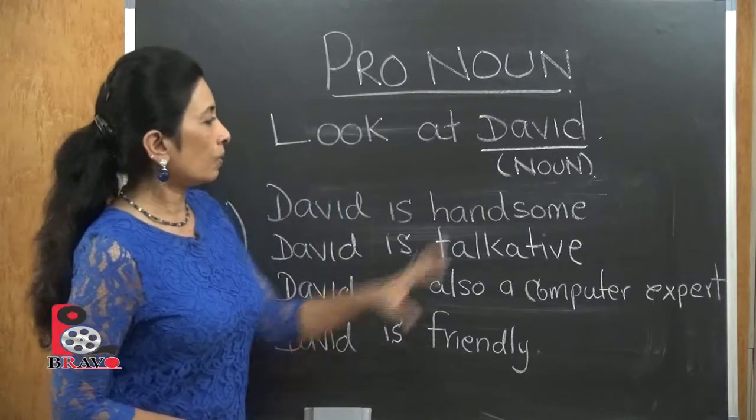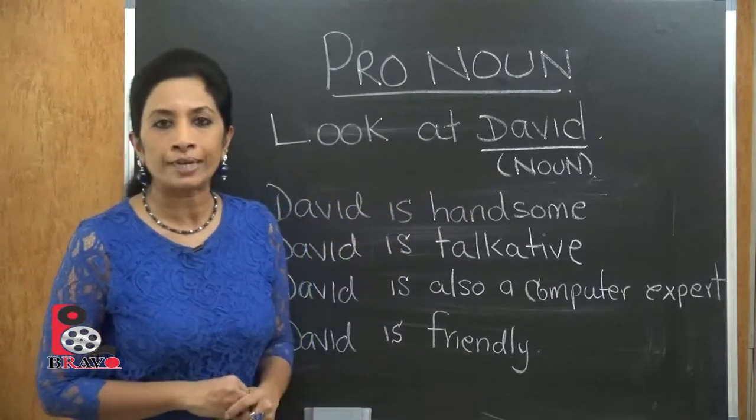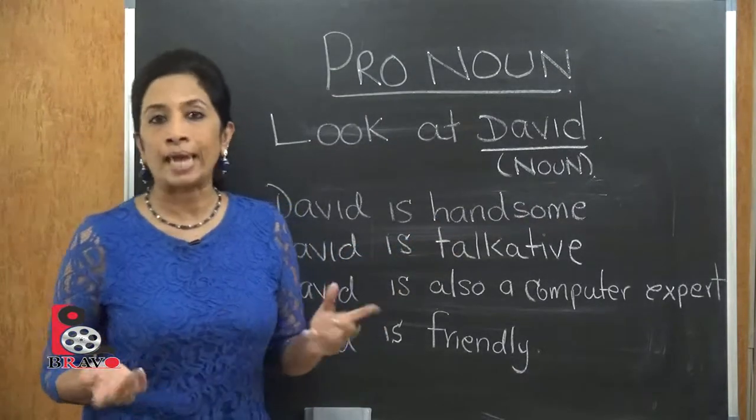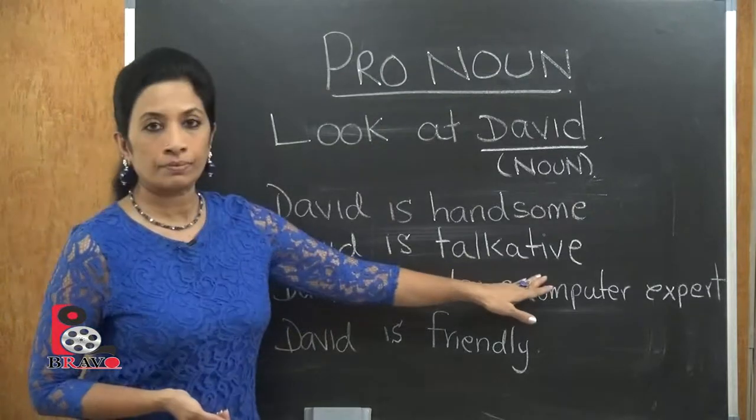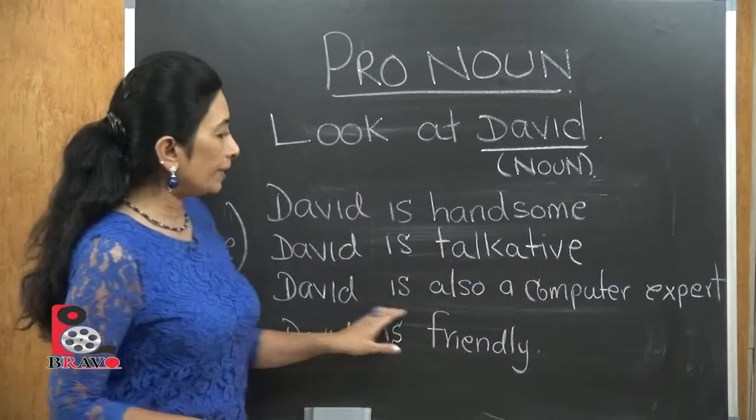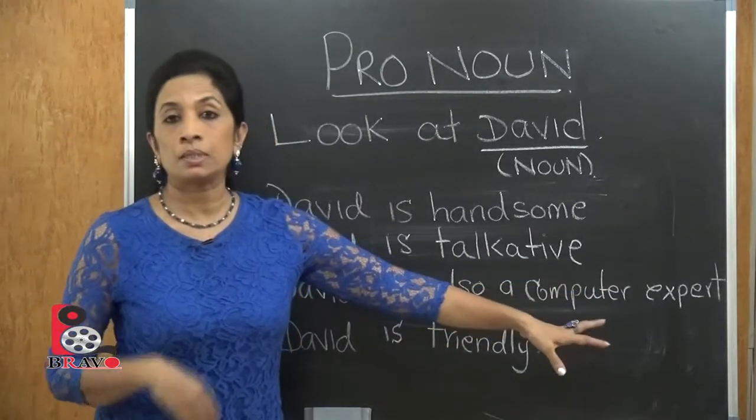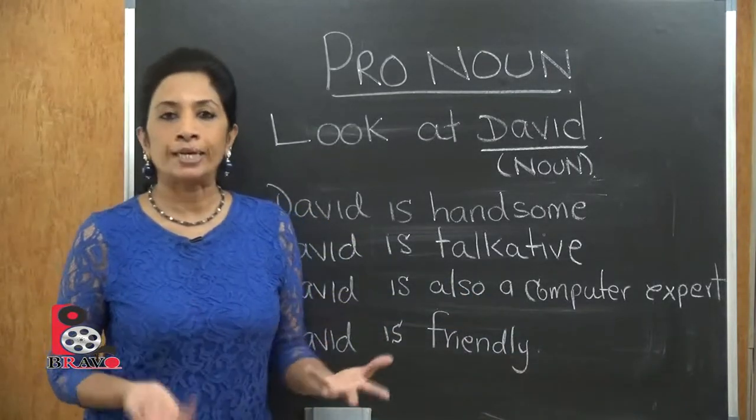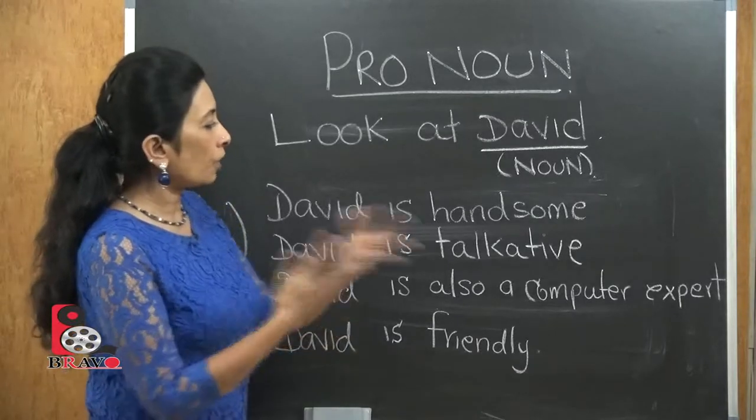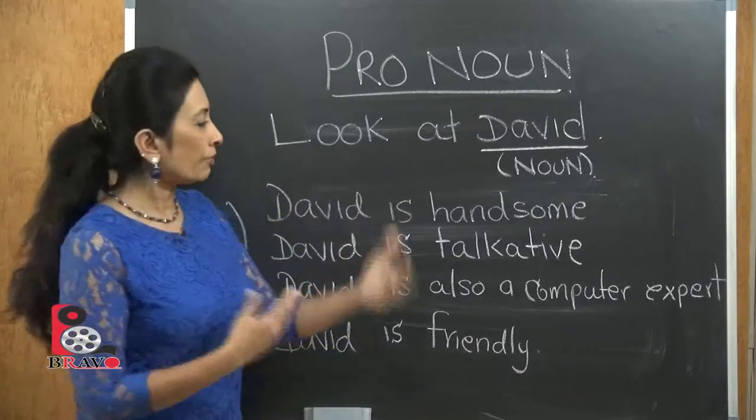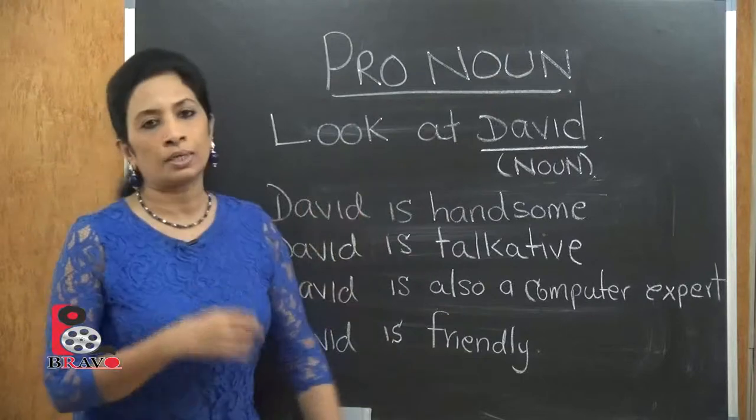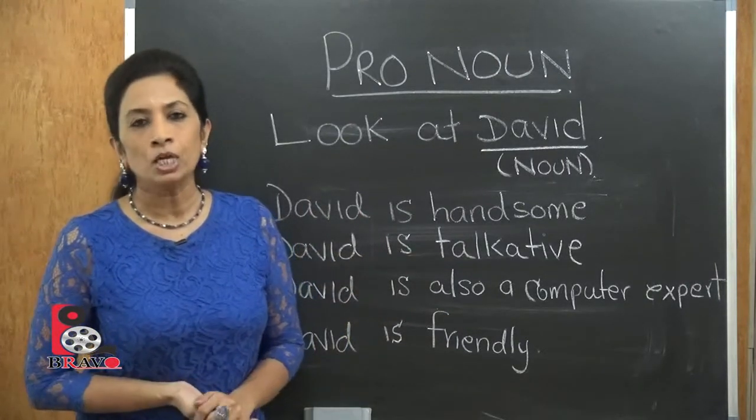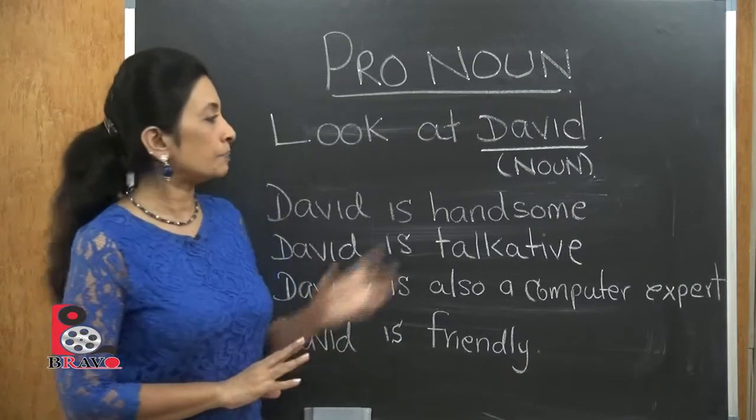Looking at David. Now, we get a bit more elaboration of David, his personality, his looks and all that. David is handsome. He is a very handsome man. David is talkative. He is very chatty. David is also a computer expert. He's very good in computing. David is friendly. He's a very friendly chap. Now, if you kept on repeating, David is handsome, David is talkative, David is this, David is that, repetition comes in. So, to avoid that, pronouns have been introduced.